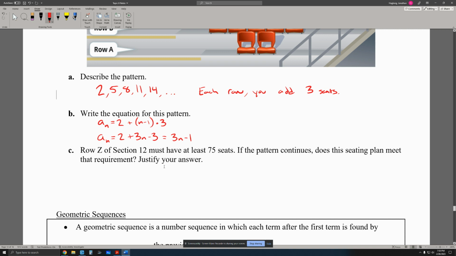Justify your answer. So I need to know if row Z, which by the way is the 26th letter of the alphabet, it's the last letter, therefore n in this case is the number of the row, or 26. So I want to know, is this greater than 75 seats? So let's go ahead and plug this in. This would be a of 26 is equal to 3 times 26 minus 1. Well, 3 times 26 is 78, minus 1 is 77. So because 77 is greater than 75, yes, the requirement is met.